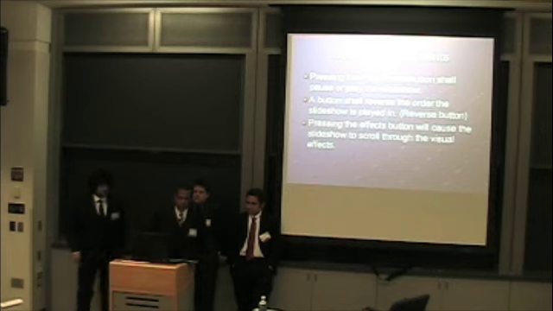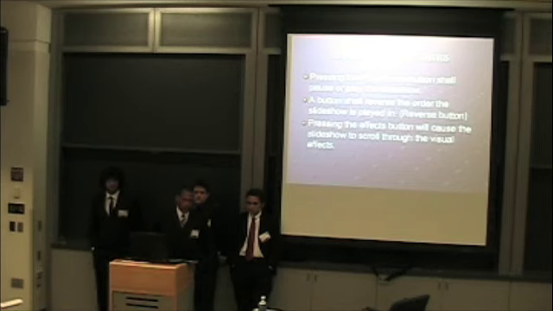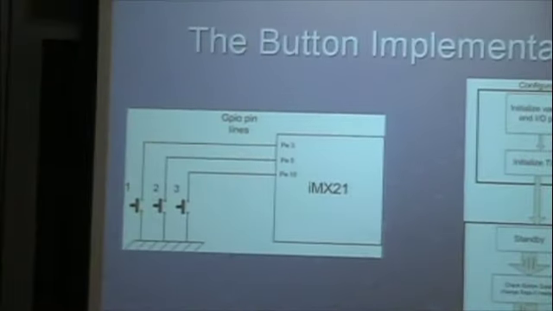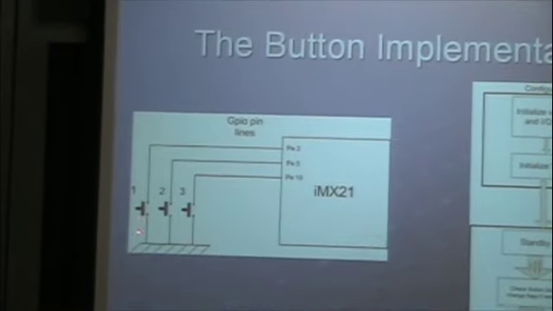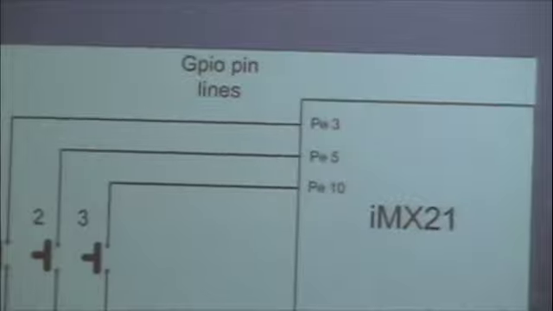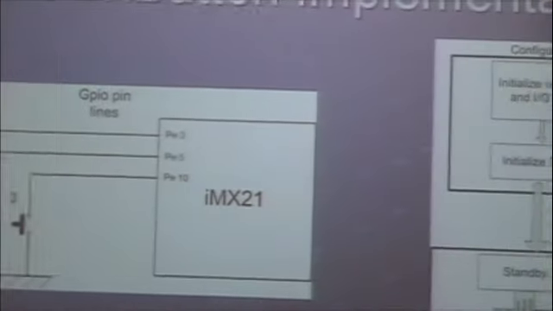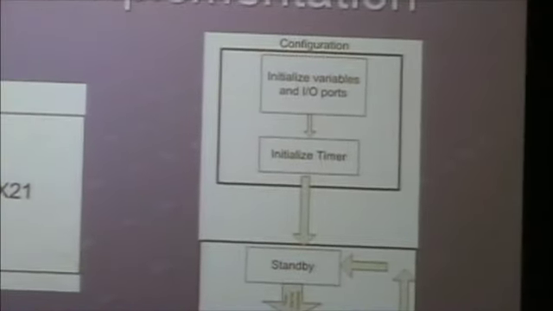The three requirements that I had for the buttons were that the play and pause button will pause the slideshow when it was playing, and then have it resume when pressed again. And that pressing the reverse button would cause the slideshow to play back in reverse. And that pressing the effects button would cause it to scroll through various effects. I implemented this by using three pull-up enabled GPIO pin lines, which were connected to a single pole, single throw switch, and those were connected to ground. Whenever you press the button, it would basically drive the pin to ground.